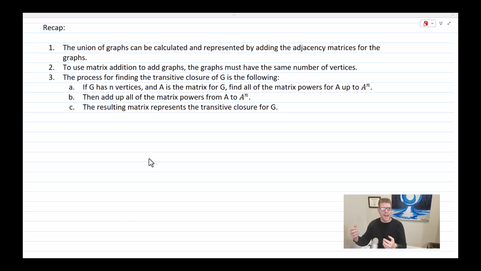Now, in order to find the transitive closure of a graph G, if G has n vertices and A is the matrix for G, we're going to find all the matrix powers from A all the way up to A to the n. We only need as many matrix powers as we have vertices. Then we'll add up all of the matrix powers from A to the n, and the resulting matrix is going to represent the transitive closure for G. Because we've taken all their powers and unioned all those powers together utilizing matrix multiplication and matrix addition.